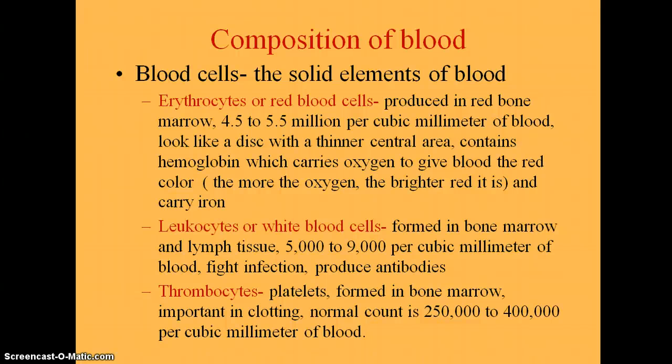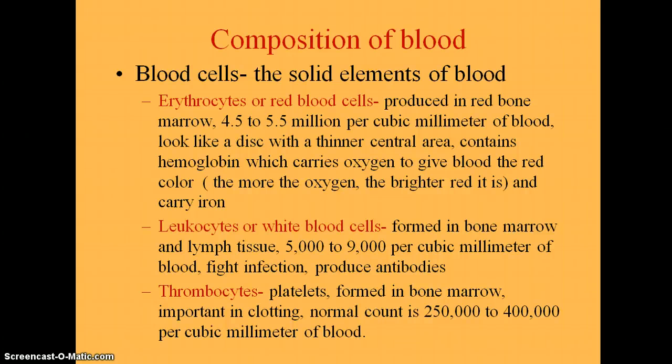And there are 4.5 to 5.5 million red blood cells in every cubic millimeter of blood. A millimeter is very, very small. So in a cubic millimeter, which would be like a measurement of volume, there's 4.5 to 5.5 million of them.